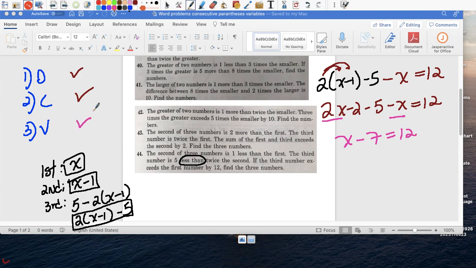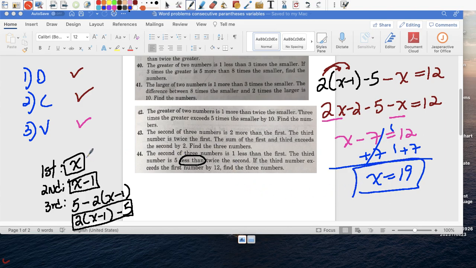Variables on both sides? No, so I don't have to worry about that step. And now this simply becomes plus 7 on this side, plus 7 on this side. That becomes 0, and x equals 19. So if x is 19, that means that my second number is 19 minus 1, which gives me 18. And my third number, well, it's going to be 2 times 19 minus 1 minus 5. 19 minus 1 is 18, so it's 2 times 18 minus 5. 2 times 18 is 36. 36 minus 5 is 31.